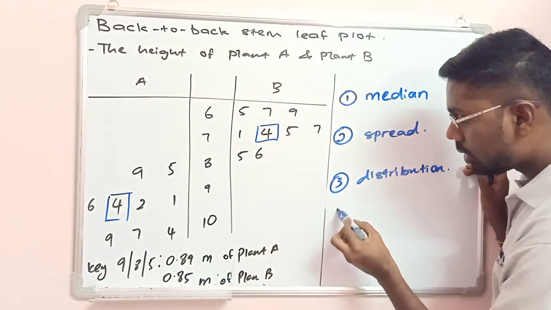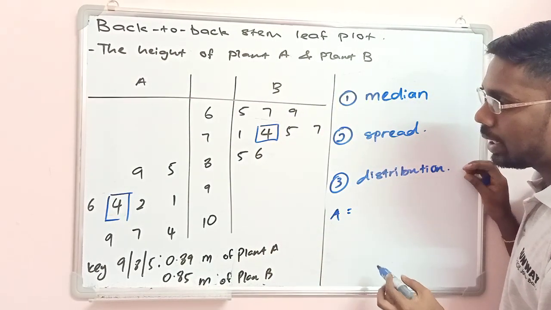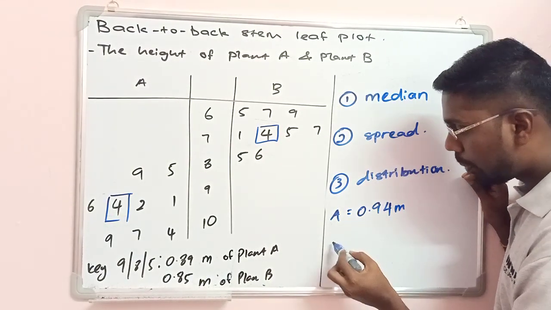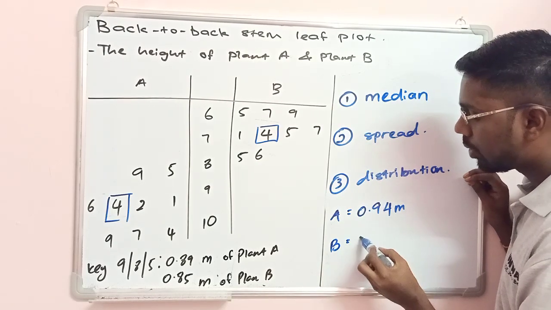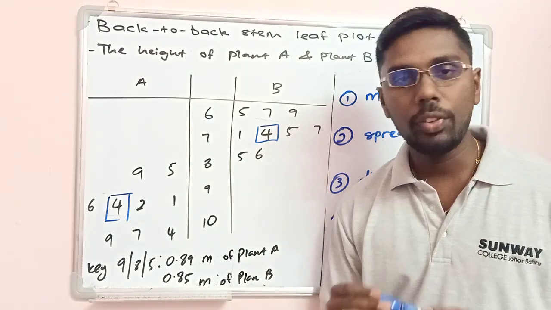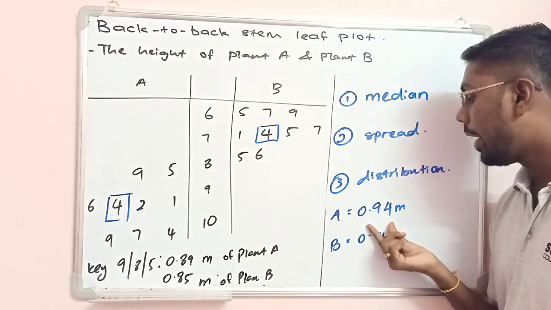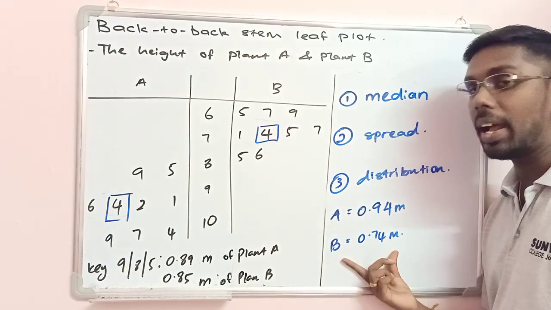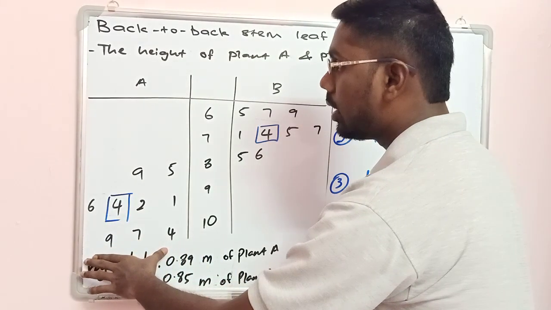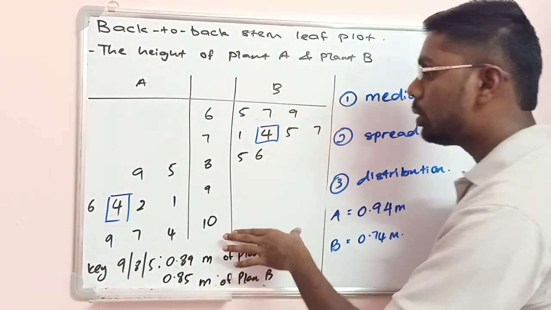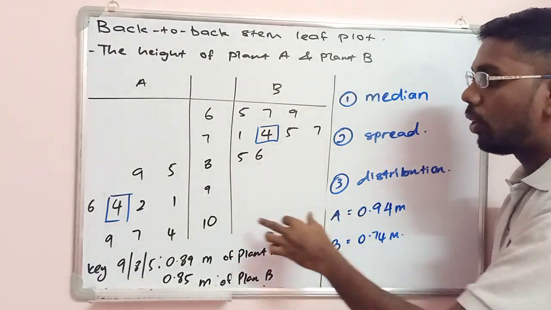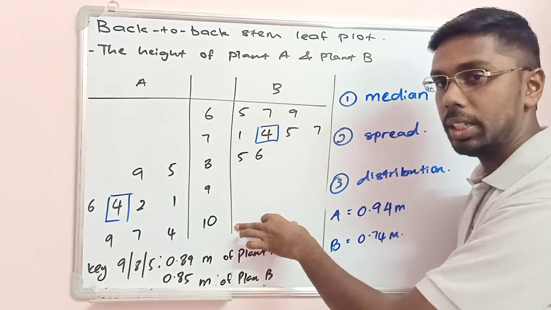So for plant A, the median is 0.94 meter, and for plant B is going to be 0.74 meter. Okay, so if you notice here, plant A has a higher value compared to plant B. So what we can talk is, in general, plant A is taller compared to plant B because the median value is higher for plant A compared to plant B.